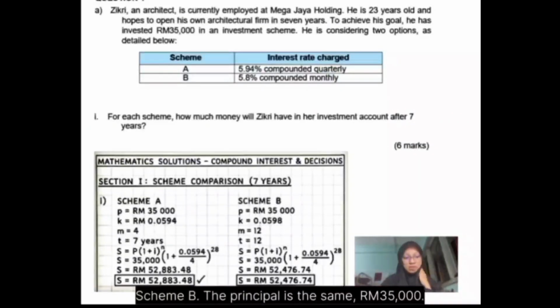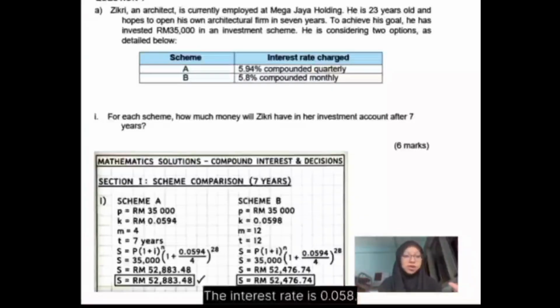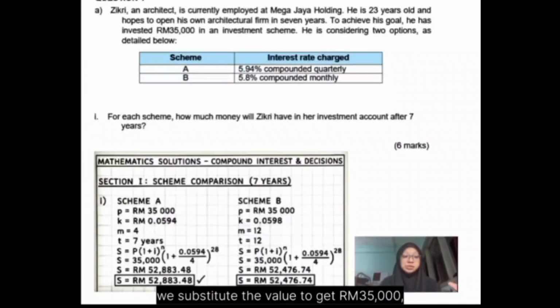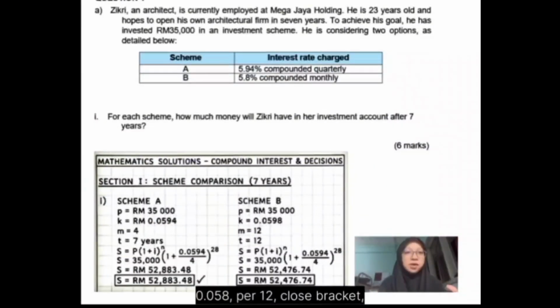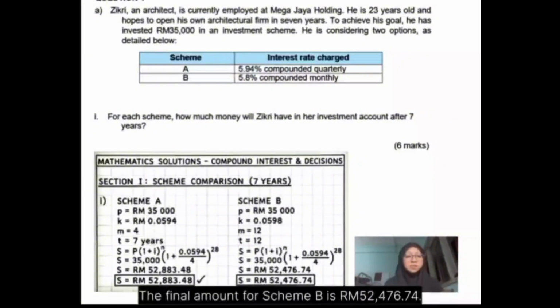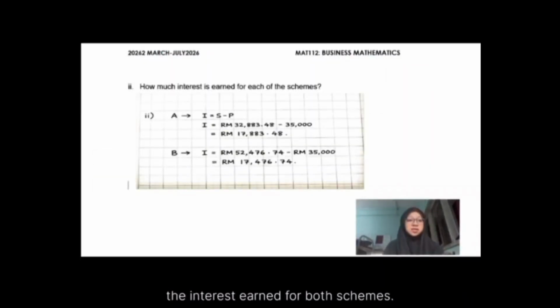Scheme B, the principal is the same, 35,000 ringgit. The interest rate is 0.058. It's using the same formula. We substitute the values to get 35,000 ringgit times (1 plus 0.058 per 12) to the power of 12 times 7. The amount for scheme B is 52,476 ringgit 74 cents.